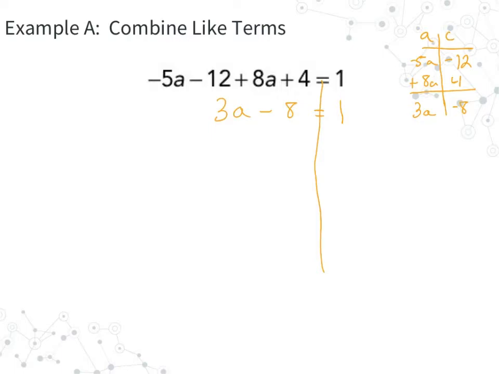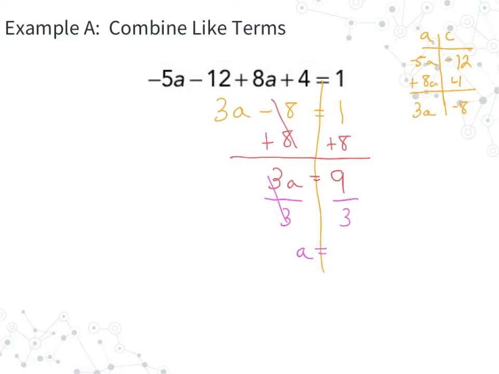My negative 8 is my constant, so I'm going to add 8 to both sides. Negative 8 and positive 8 are going to cancel, leaving me with just 3a. 1 plus 8 is 9, and then I need to do the inverse operation of multiplication because I've got 3 times a. So I'm going to divide both sides by 3. 3 divided by 3 is 1, or 1a, and then 9 divided by 3 is 3. So my final answer is a equals 3. Fabulous. Let's go on to the next one.